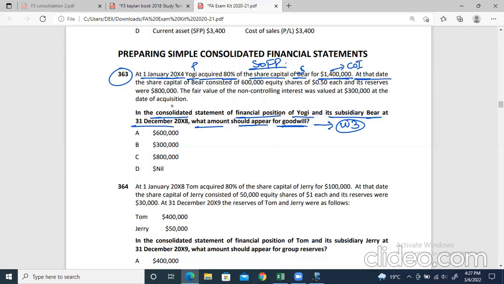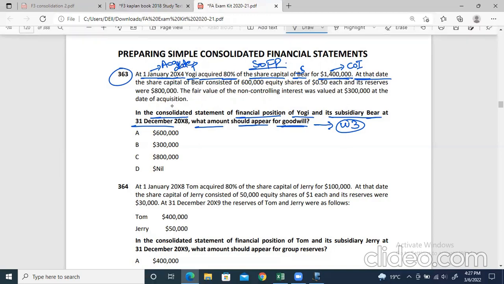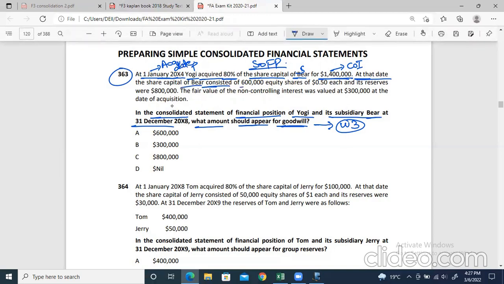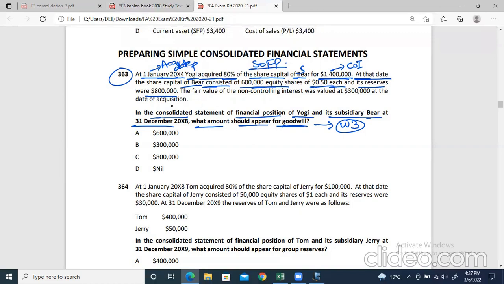Now at that date means at the acquisition date, because this is the acquisition date. I'm labeling stuff there and then because it's easy to understand. At that date, the share capital of Bear consisted of 600,000 equity shares of 0.5 each. You remember when we studied the capital structure chapter, this is the nominal value. And its reserves were 800,000. So reserves are everything like revaluation reserve, retained earnings; it's a total of that. Now, fair value of NCI, fair value of non-controlling interest, was 300,000. So everything I think is given over here.